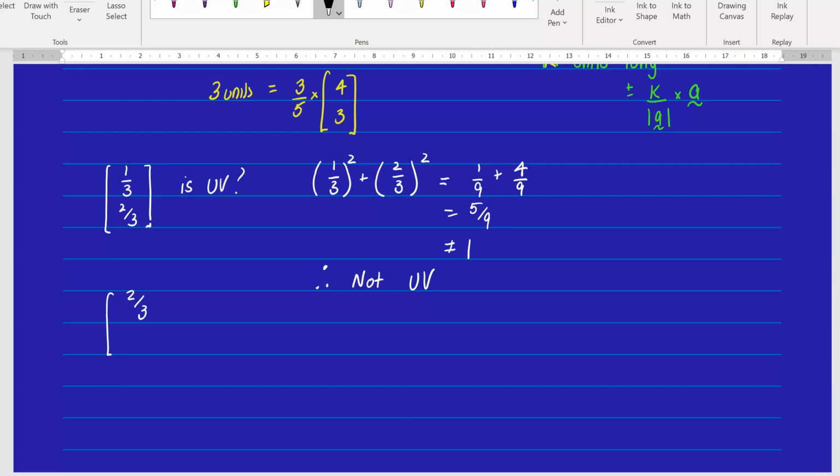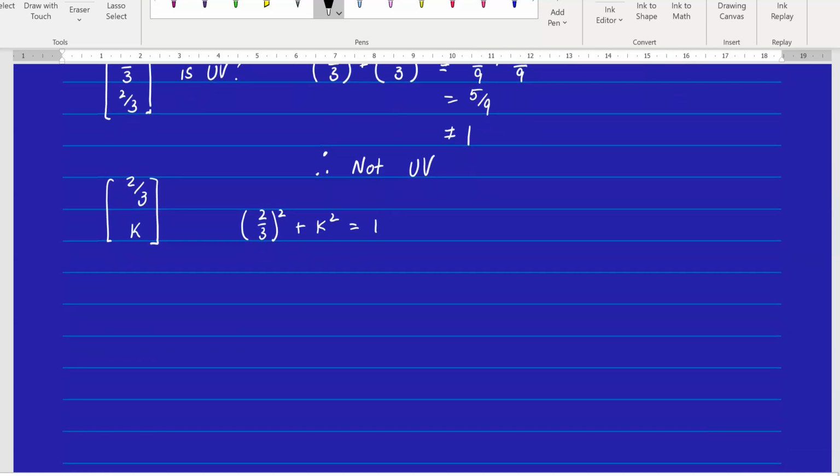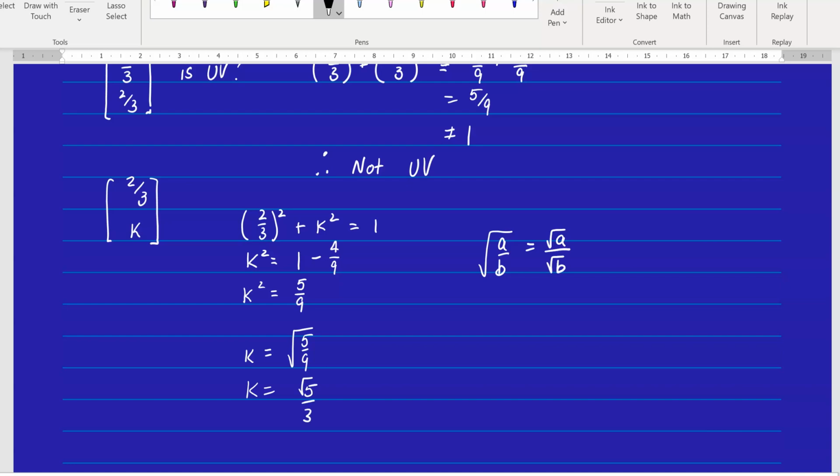What if we had 2/3 and k? What value can k be so that this is a unit vector? Again, we use the same situation. We say that 2/3 squared plus k squared must equal 1 squared, which is just 1, and now it's basic algebra. So k squared equals 1 take away 2/3 squared, and remember, when we square fractions, you square the top and the bottom. So I end up with k squared equals 9/9 take 4/9, which is 5/9. Therefore k will be the square root of 5/9, which means, with surds, you can square root the top and square root the bottom, so we've got root 5 over 3. And because we're taking the square root, we can have a plus or a minus.